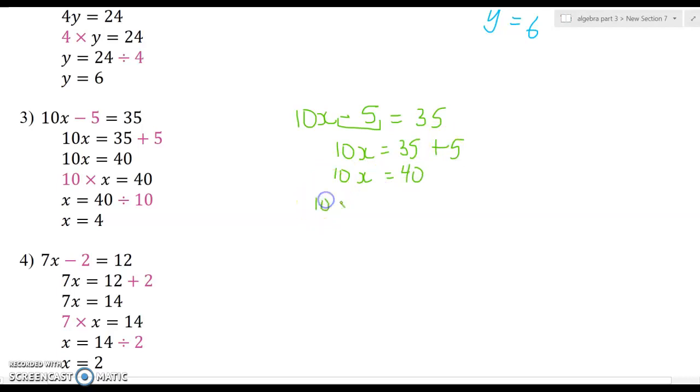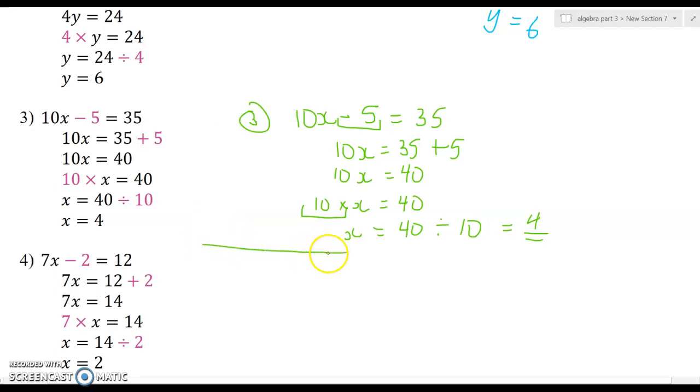10x is the same as 10 multiplied by x equals 40. x is equal to 40 divided by 10, because opposite of multiplying by 10 is divided by 10. So x is equal to 4, right? That's number 3 there. And similarly, number 4 is very similar.